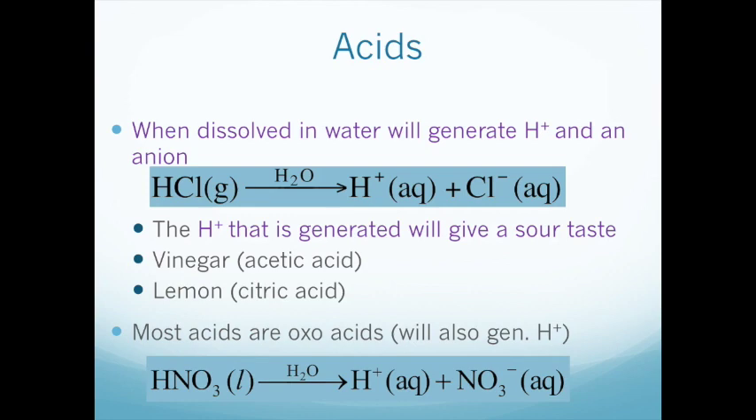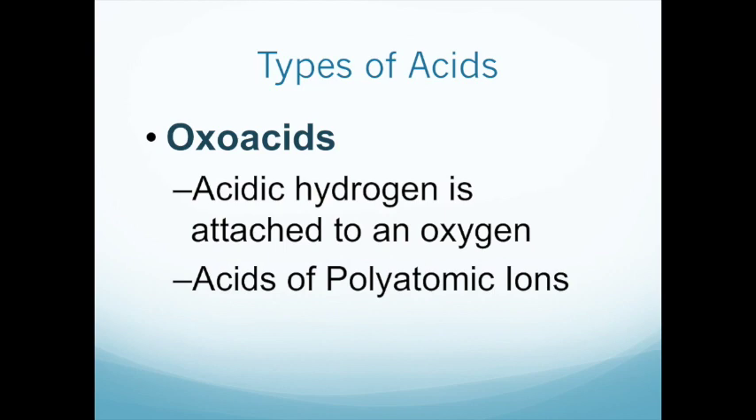Many of the acids that we'll encounter are what are known as oxo acids. These will also generate H+ ions, but will generally consist of a nonmetal bound to a number of oxygen atoms, such as nitric acid, which is HNO3. This is a liquid in its pure phase, and when it is mixed with water, it produces H+ ions and nitrate ions. Now, oxo acids are characterized by an acidic hydrogen attached to an oxygen, and these are generally the acids of polyatomic ions.